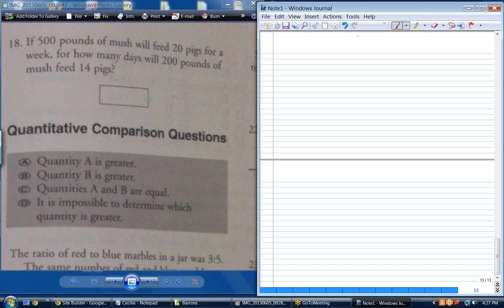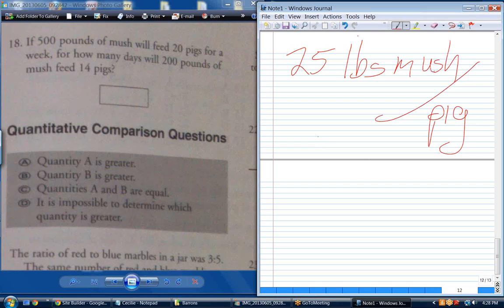Okay, so 20 pigs, 500 pounds of mush equals 20 pigs for 7 days. Okay. Let's bring it down to 1 pig. 1 pig in a week eats how much? 25 pounds of mush per pig per week.